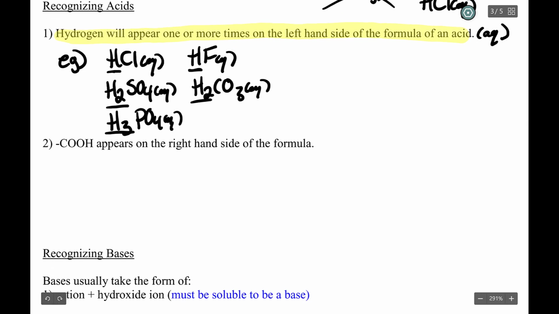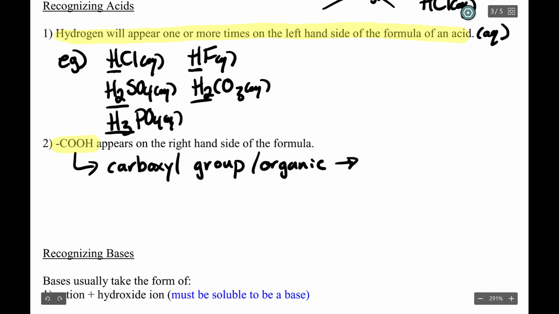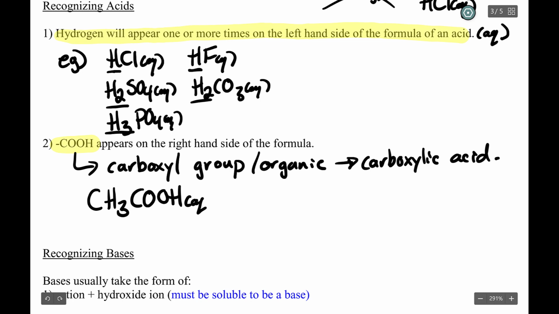The other thing that you probably would have been taught is you're looking for a COOH group. This is called a carboxyl group, which is part of organic chemistry. And carboxyl groups make carboxylic acids. You probably wouldn't have dived too far into this. You probably would have been asked to memorize something like vinegar, which is ethanoic acid, also called acetic acid. It has a COOH. This H here is the one that turns into hydrogen ion or hydronium ion. Okay, and we're going to get into that more.